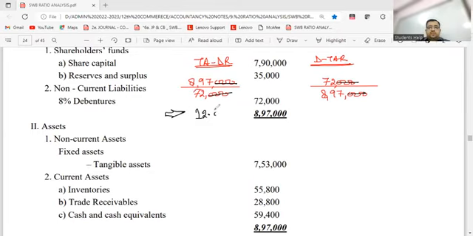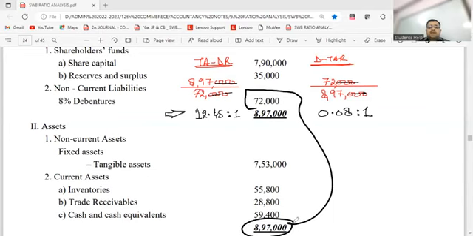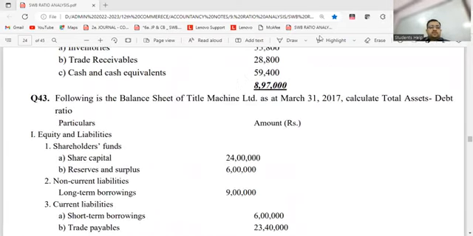Sir, 12.46 is to 1. If 12.458 is coming, then you round it off. And what is 72 upon 897? 0.08:1. 0.08 is to 1. Meaning both are the same. So we have sufficient assets to repay the amount taken from lenders. Yes or no? Yes, sir. Chaliye. Shall I proceed further?